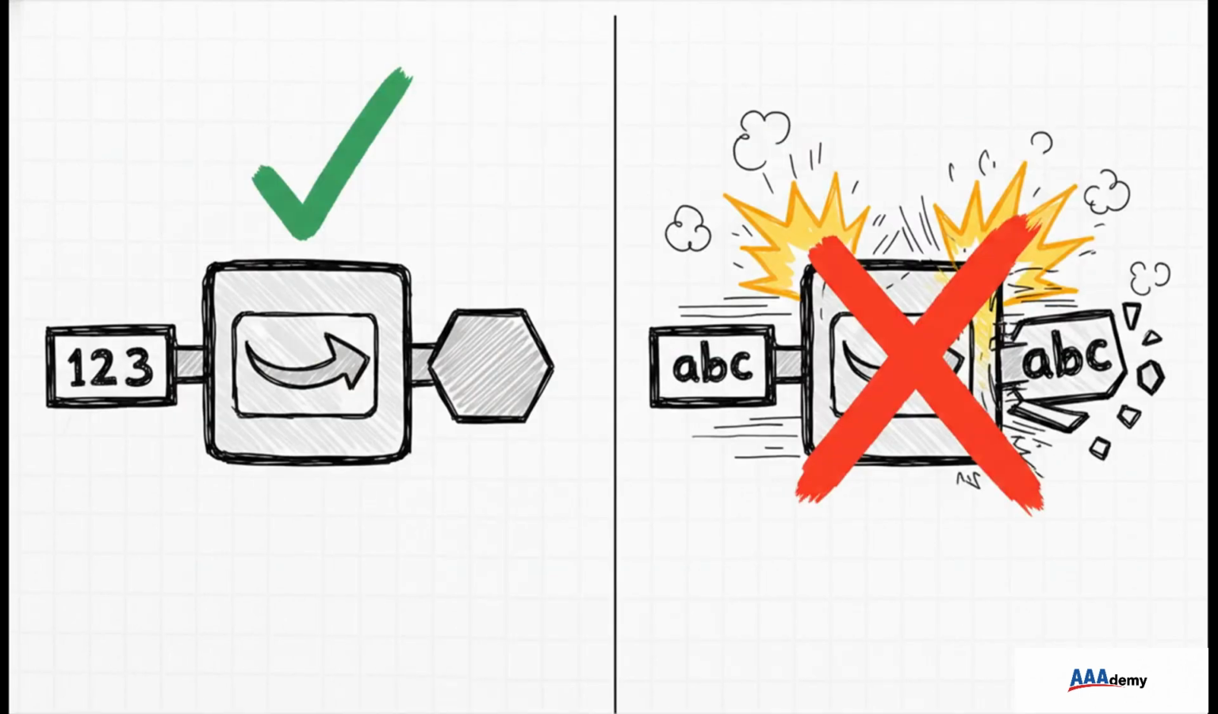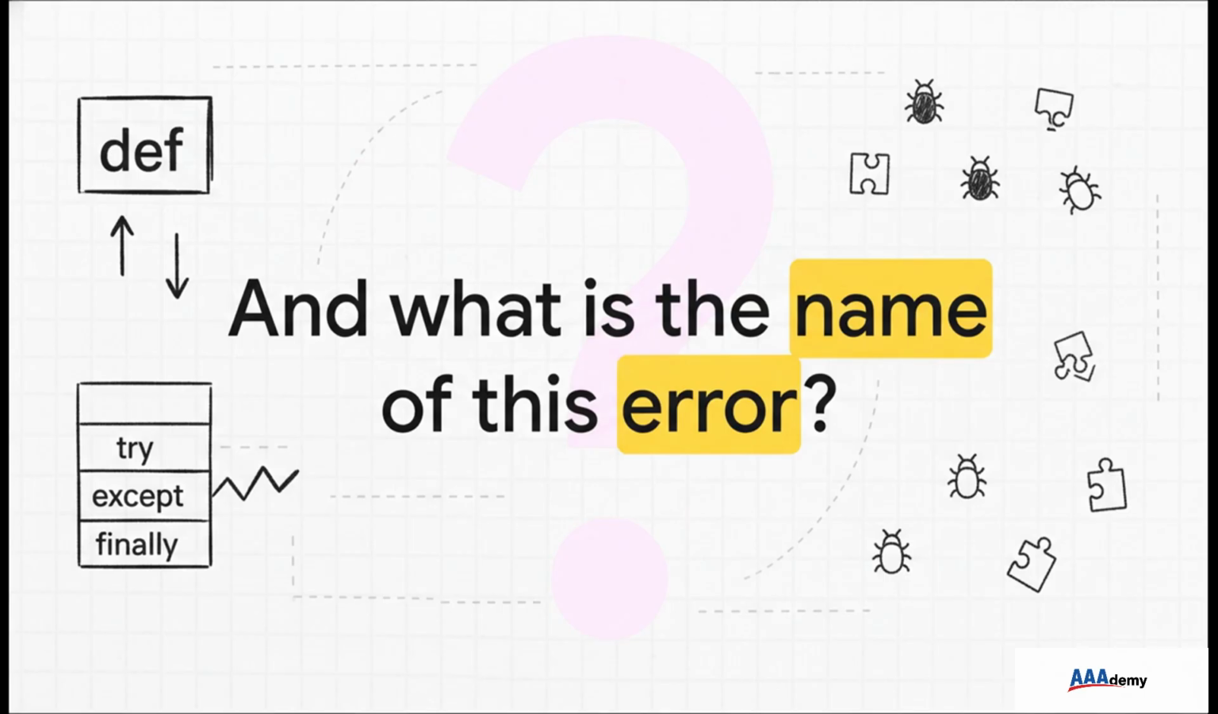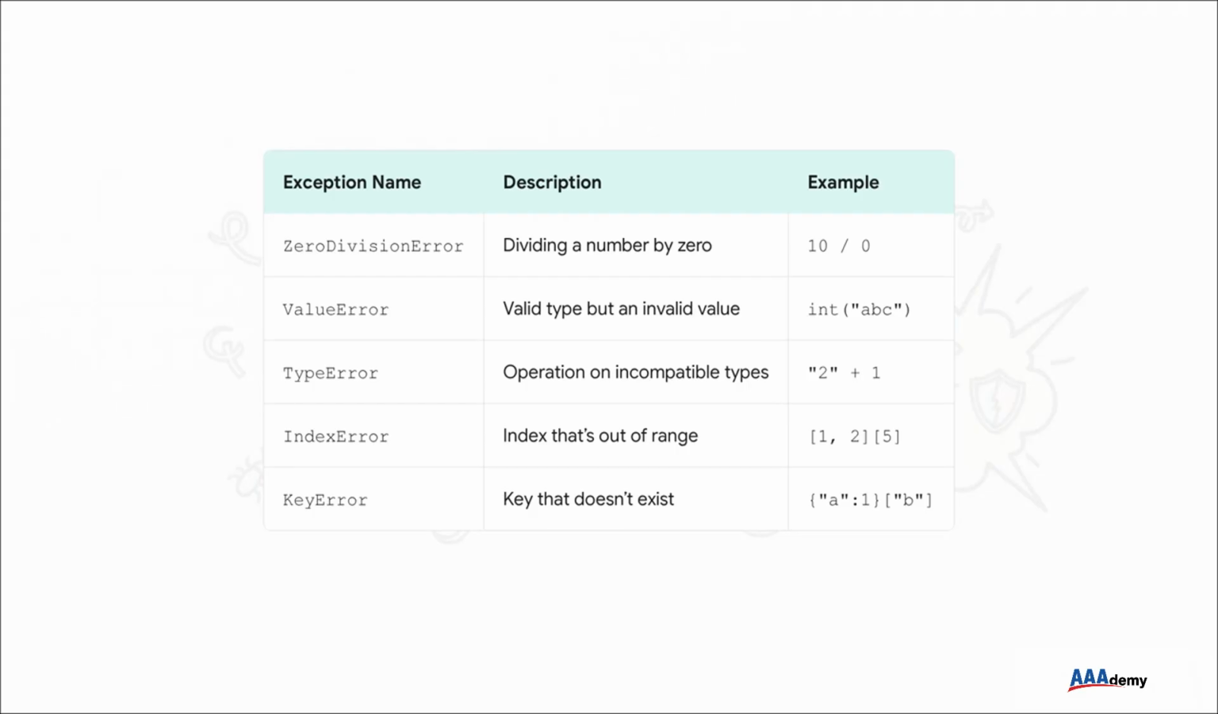Take a guess. Okay, quick. Here's another one. We're trying to convert the text "ABC" into a number, an integer. What's the specific error name we're looking at in this case? Recognizing these patterns is absolutely key. All right, how'd you do? If you guessed ZeroDivisionError for the first one and ValueError for the second, you nailed it.